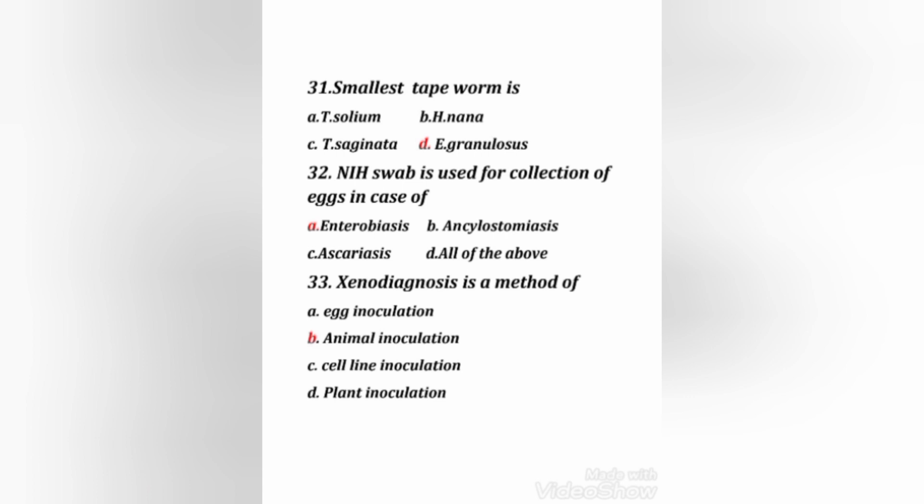Next question. Xenodiagnosis is a method of egg inoculation, animal inoculation, cell line inoculation, plant inoculation. And the right answer is option B. Xenodiagnosis is a method of animal inoculation. It is a diagnostic method used to document the presence of infectious microorganism or pathogen by exposing possibly infected tissue to a vector and then examining the vector for the presence of the pathogen or microorganism it may have ingested.